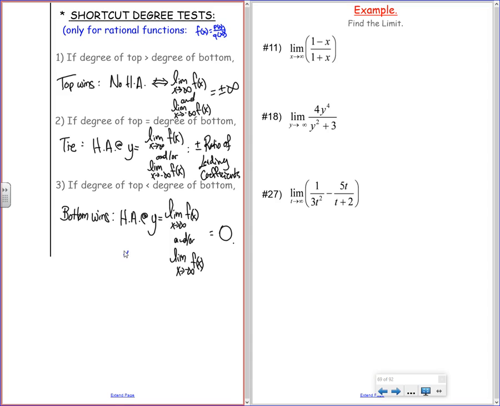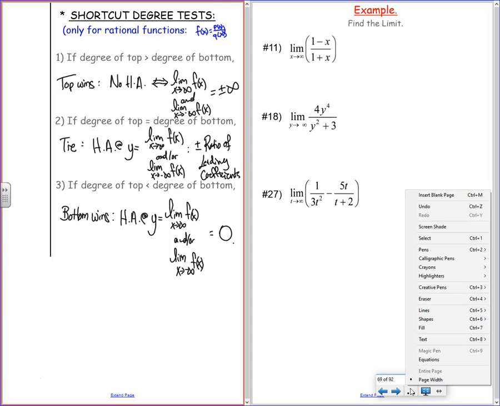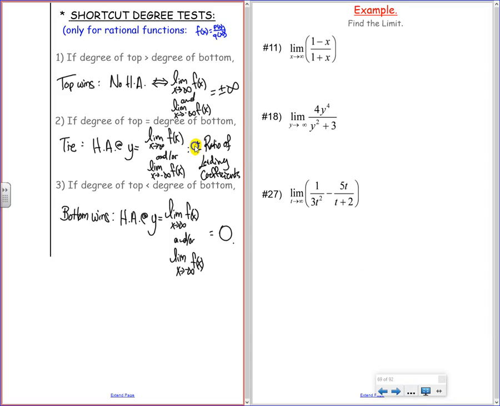So the first one, top wins: no horizontal asymptote, because the limits, as you go to the right, to the left, to infinity, to negative infinity, will somehow be infinite. Not getting closer and closer to a number, no horizontal asymptote. Second and third ones both have horizontal asymptotes because the limits exist and equal constants. If there's a tie, it's the ratio of the leading coefficients, but I'm going to quickly highlight the plus or minus because that's something we're going to have to check for and be careful about now more than in chapter 2, with absolute values, square roots, other radicals, more involved functions, etc. We might have to do a little bit of investigation to figure out which one. And then bottom wins, 0.